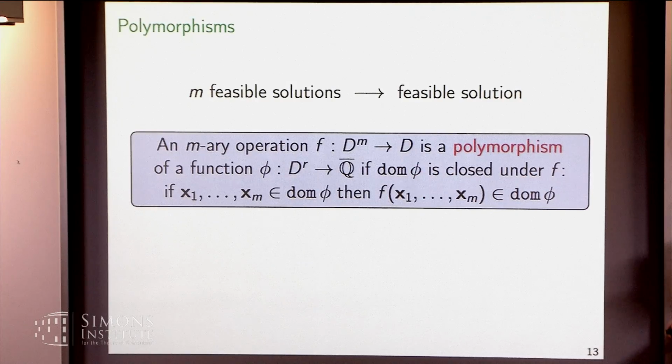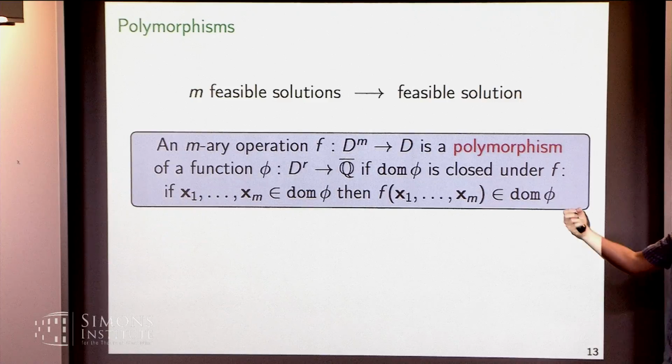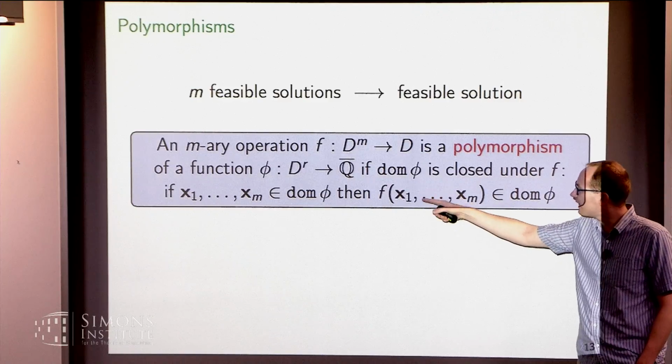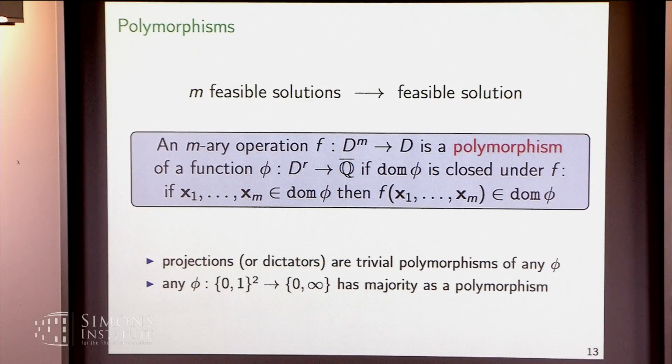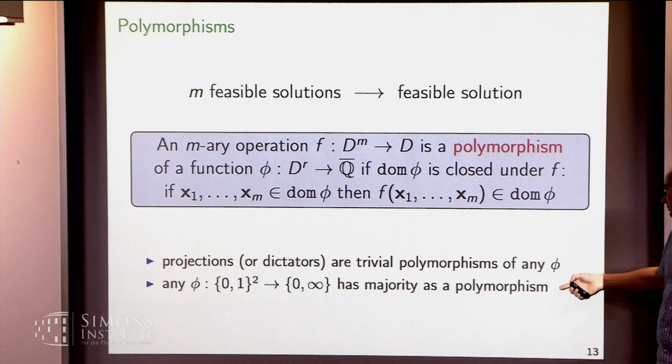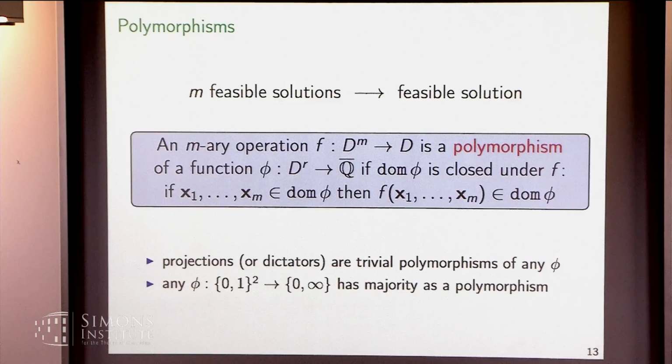And if an m-ary operation f is a polymorphism of phi, if you take any m feasible solutions, or tuples that are in the domain of phi, and you apply f component-wise, you get another feasible solution. So the examples to have in mind are projections, sometimes called dictators, which are trivial polymorphisms of all functions, because they return one of the arguments. And Libor mentioned in the morning an example of the binary max operation, which explains why Horn is tractable.